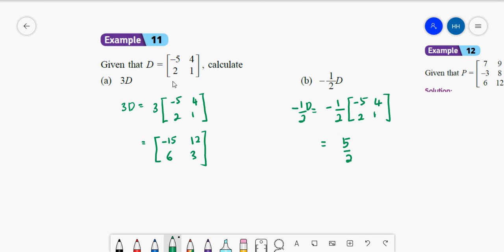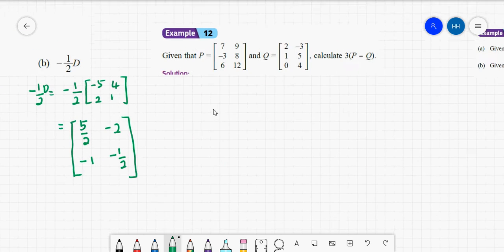+5/2, -2, -1, and -1/2. Okay, simple. We just multiply the number with all the elements inside the matrix.